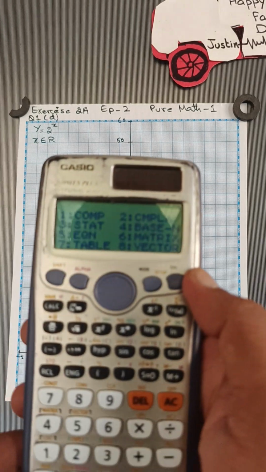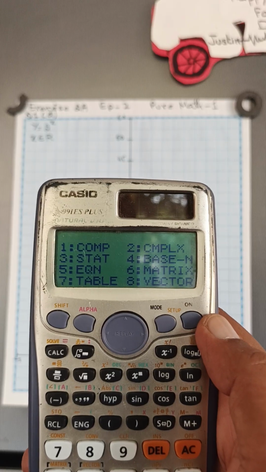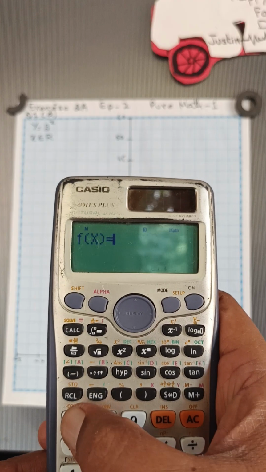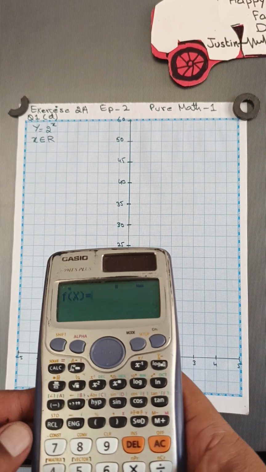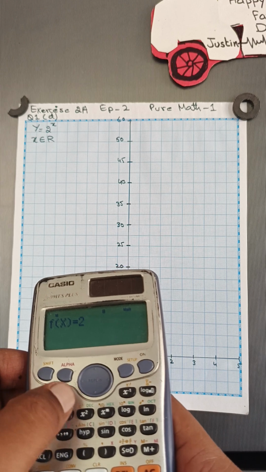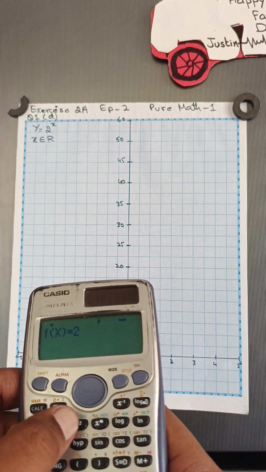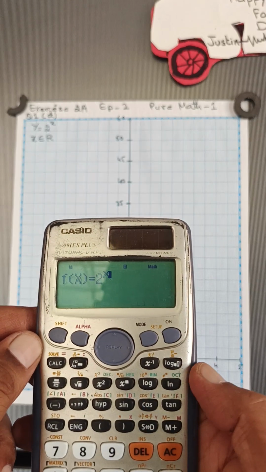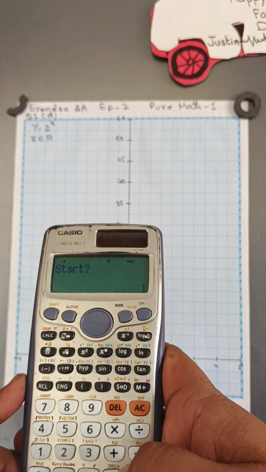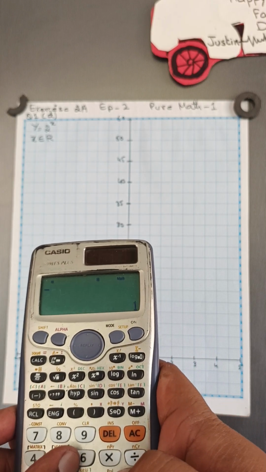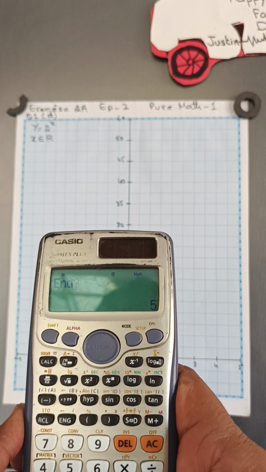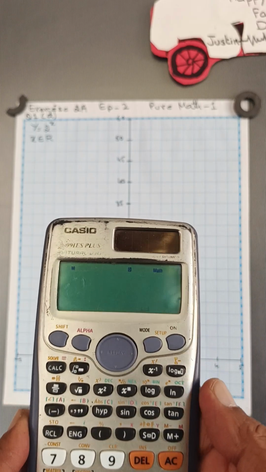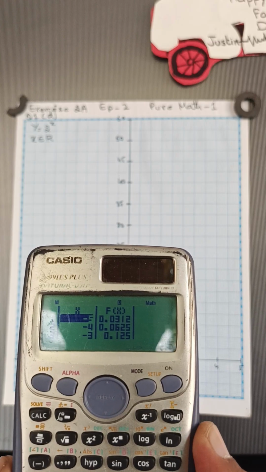I will go to the 7, and this is the 2 raised to power, and in the power I will write x. Now it asks where to start, I will say start from -5, and then it says end at where, so I say end at 5, and a step of 1. So it will just give me the table for this.